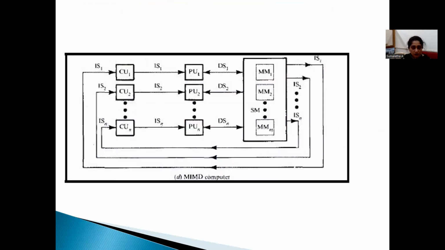And the next one is multiple instruction, multiple data stream. This is the architecture of a multiprocessor, wherein you have multiple instructions, multiple processing units, and multiple memory modules that give several instructions. And why is it in a cyclic manner? Because the output is again being analyzed. So it is a continuous set of instructions that are being executed.